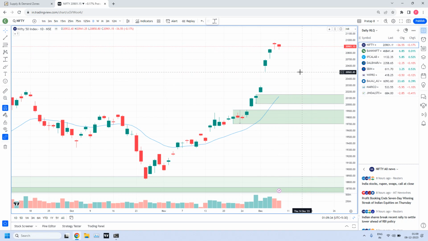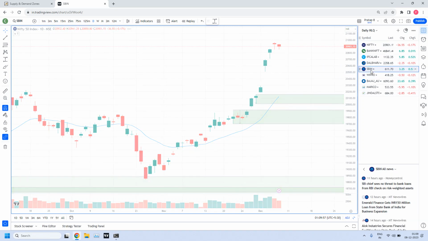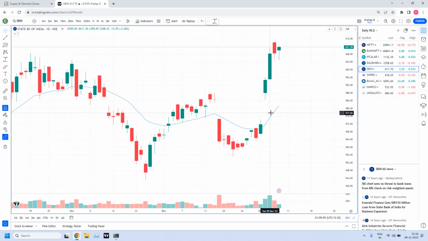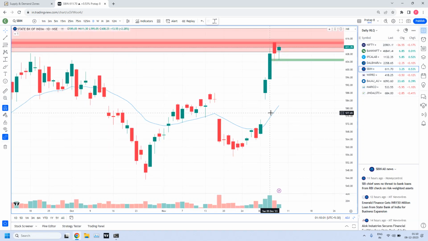Now the main theme of today's session is how to do complex analysis. We have good stocks that provided a very good profit, that is IPCL Lab, Bajaj Auto and Zendal Steel from this list. But even before that, let us look into the stock State Bank of India. And this stock is going to help you understand a complex analysis with proper observations.